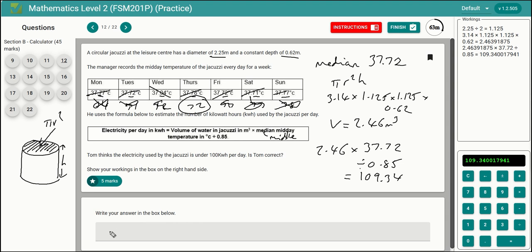Okay, so Tom thinks the electricity used by the jacuzzi is under 100 kilowatt hour per day. Is Tom correct? Tom is wrong, as electricity used is 109.34 kilowatt hour. There we go, and we are done.